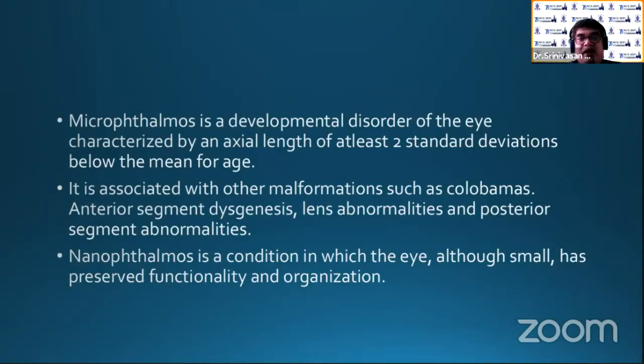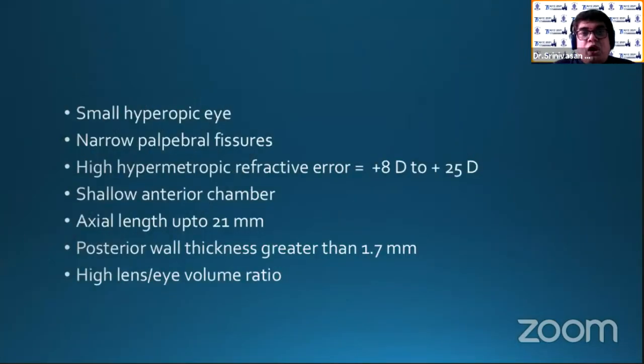Nanophthalmos is a condition in which the eye is small, but the function and the organization of the eye are very much normal. It's a small hyperopic eye. There are narrow palpebral fissures. It has a high hypermetropic refractive error. Remember, this has to be diagnosed early in children, where they can get refractive amblyopia. Glasses or contact lens correction has to be done early in their age. And a shallow anterior chamber. Remember, the shallow anterior chamber is going to be difficult for the surgeon to do the phaco.